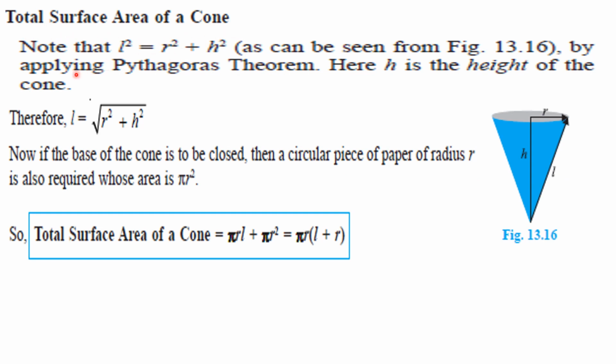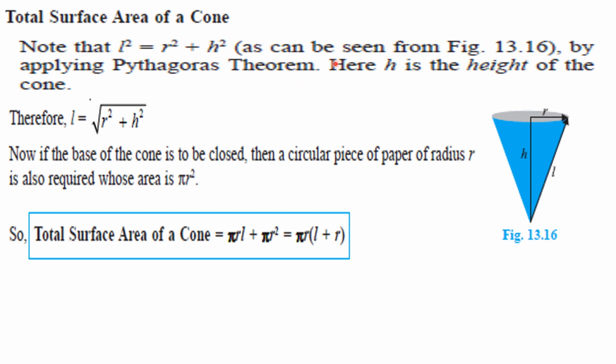Okay, my dear children? Note that L square is equal to R square plus H square, because this is a right angle triangle. By using the Pythagoras theorem, side square plus side square is equal to hypotenuse square. Yes or no, my children? So L square is the hypotenuse.